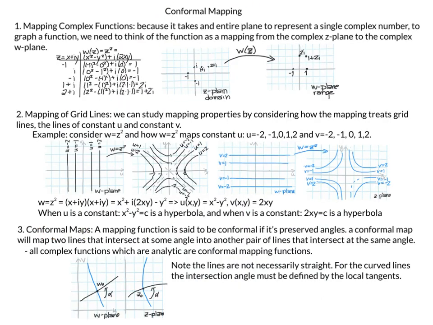A conformal map is one that preserves angles. So a conformal map will map two lines that intersect at some angle into another pair of lines that intersect at the same angle. So what I was saying in our previous example, since these vertical lines intersect our horizontal lines at a 90-degree angle, when we overlay these two graphs, if I had drawn them well, whenever they intersect, they will intersect also at a 90-degree angle. And this function, w equals z squared, is in fact a conformal mapping.